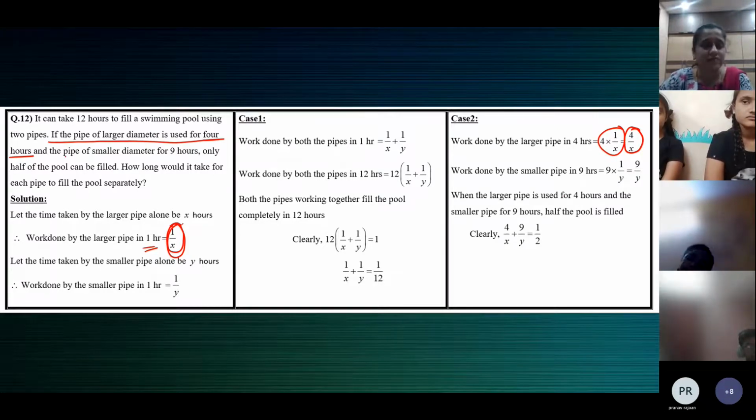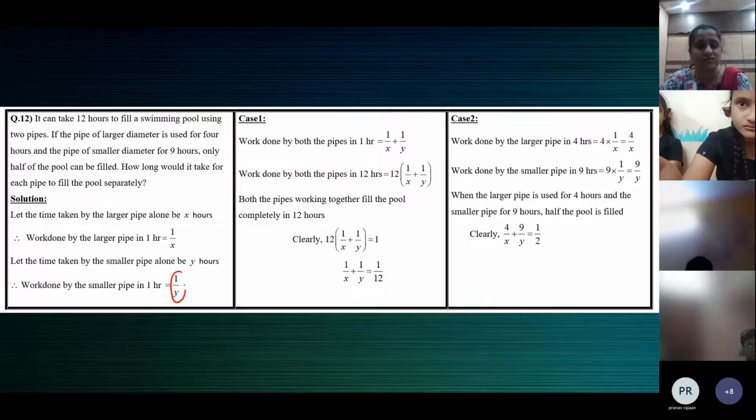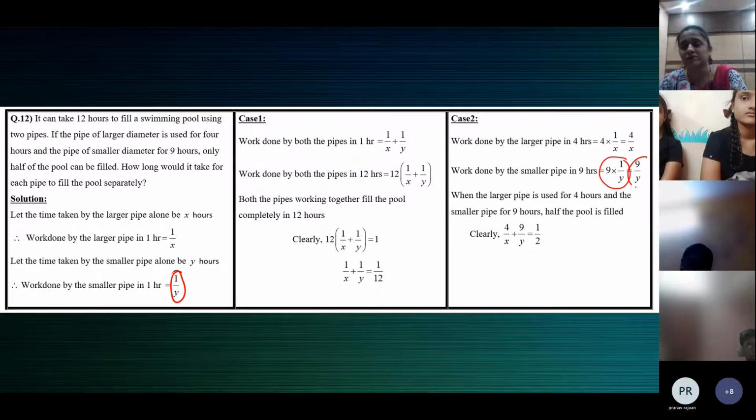And the pipe of the smaller diameter for 9 hours. The smaller pipe does 1 by y of the work in 1 hour. You're using it for 9 hours. So in 9 hours, 9 into 1 by y, 9 by y. This is the larger pipe's 1 hour's work into 4 hours, and this is the smaller pipe's 1 hour's work into 9 hours.